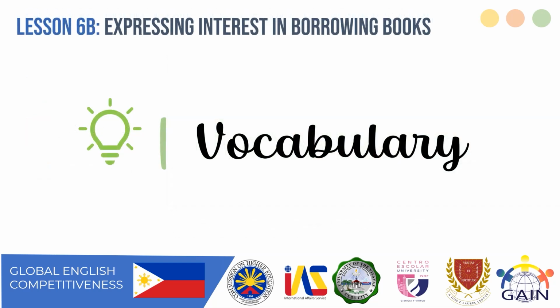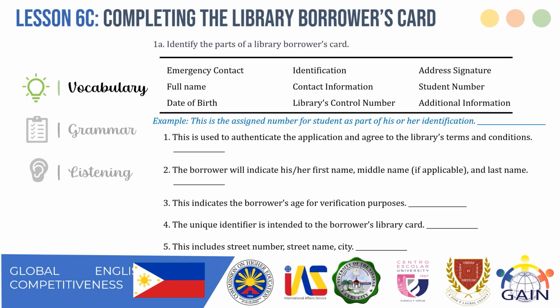Now let's practice your vocabulary skills on library borrower's card details. The direction is for you to identify the parts of a library borrower's card. Take note that the library card details are provided in the box. For example, this is the assigned number for student as part of his or her identification. The correct answer is student number.